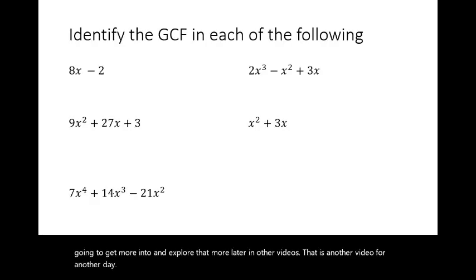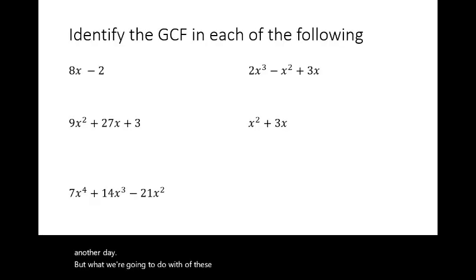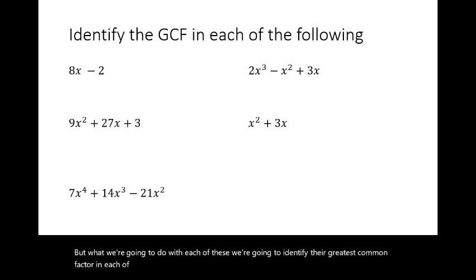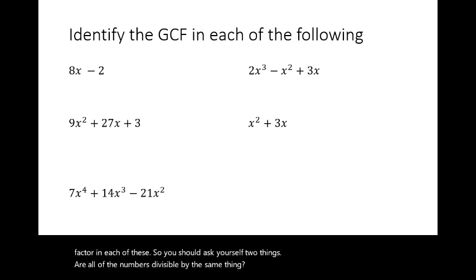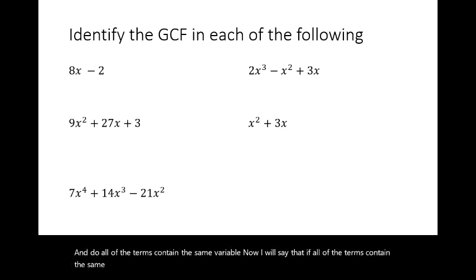But what we're going to do with each of these is identify the greatest common factor in each of them. So you should ask yourself two things. Are all of the numbers divisible by the same thing? And do all of the terms contain the same variable? Now, if all of the terms contain the same variable, that means the greatest common factor is going to be the lowest power of that variable that appears in the polynomial.